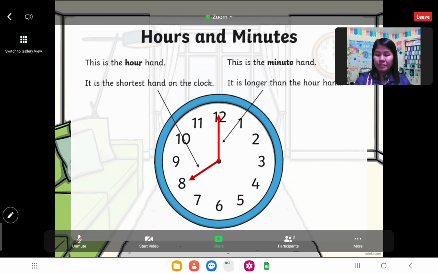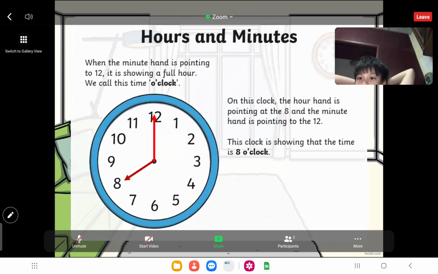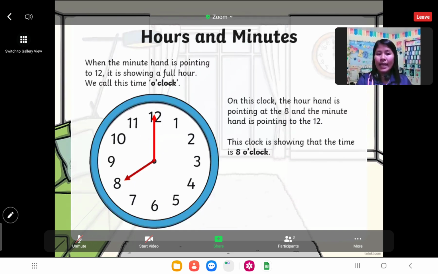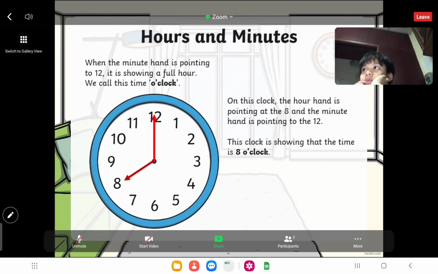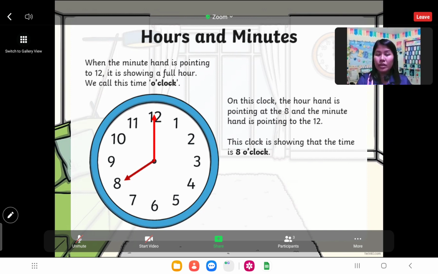Okay, Mai? Yes. Okay. All right. So when the minute hand is the longer arrow, when the minute hand is pointing to the 12, it is showing the full hour. So we call this time an o'clock.